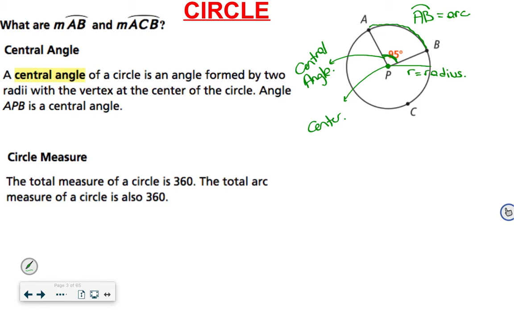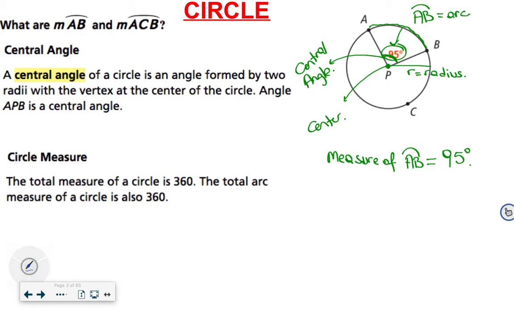If the question is asking you what is the measure of arc AB, the measure of the arc is equal to the central angle which it sees. So this arc is seeing this central angle. That's the reason the measure of the arc AB is also 95 degrees as well.